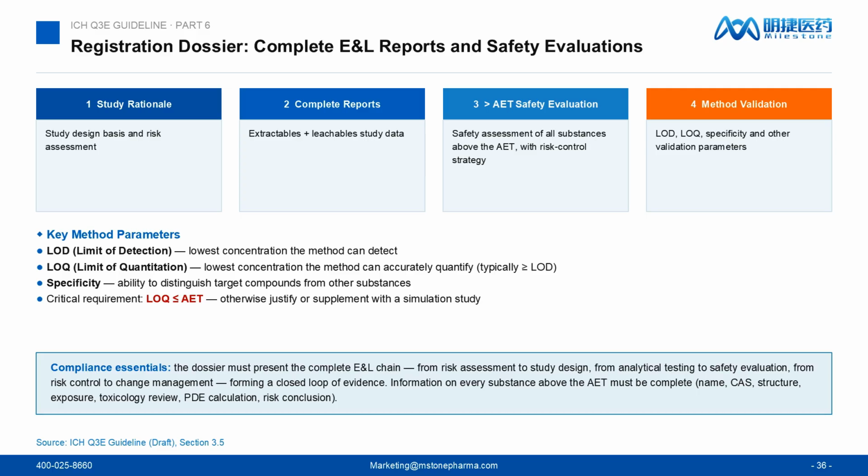3 method parameters deserve special attention because reviewers probe them. LOD, the lowest level you can detect. LOQ, the lowest level you can quantify. Specificity, proof that your peak is the compound you think it is, not an interferent.